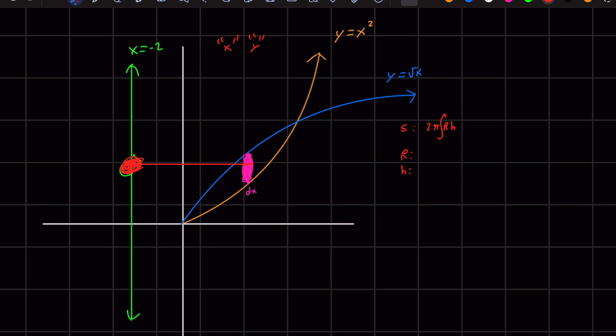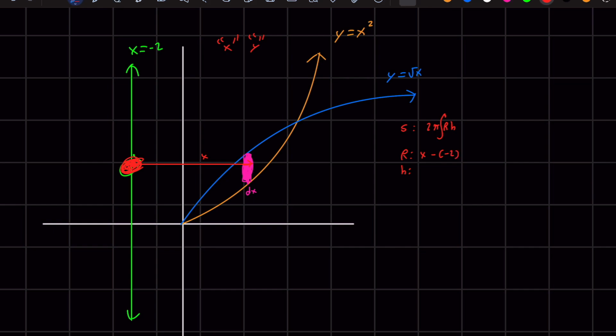So if you look at our radius right here, this travels a distance of x, because we're traveling in the x direction, and you're going to go right minus left. So right here is x minus the left right here, x equals negative 2. So our radius is going to be x minus negative 2.